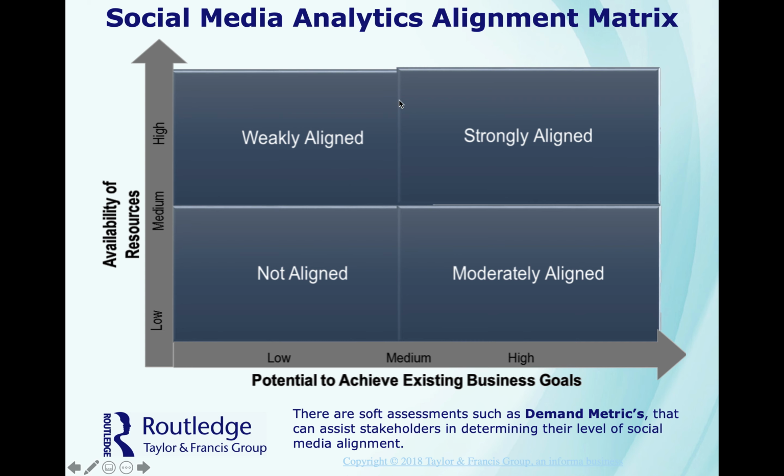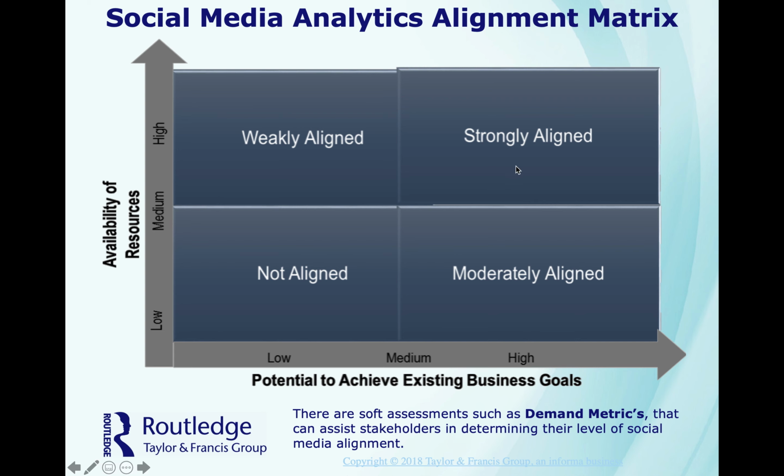Social media analytics alignment metrics. This is important. And so there are soft assessments such as the demand metric that can assess stakeholders to determine their levels of social media alignment. So in this example, you have the availability of resources versus the potential to achieve existing business goals. I would know this chart pretty well for your exam. Okay, so if you have an existing business goal and it's really not going anywhere, but you have a lot of resources to get this potential goal somewhere, you're weakly aligned. So you have all these resources, but you're not aligning it with your actual business strategy.